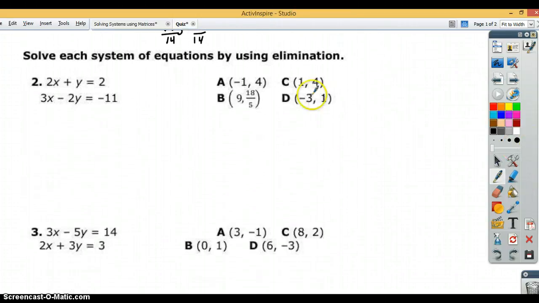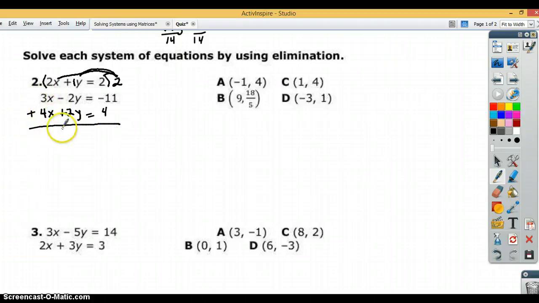Alright, so the next two are using elimination. So we have a 2, a 1, and a 2. I like having that 1 right there. So I'm going to multiply this equation by 2. So that when I multiply here, I'll get positive 2, and I'll have negative 2. So 2 times 2 is 4x. 2 times 1 is our 2y, and 2 times 2 is 4. Now we add. So 3 plus 4 is 7. That's our 0. Negative 11 plus 4 is negative 7. Divide by 7, and you get x is equal to negative 1.